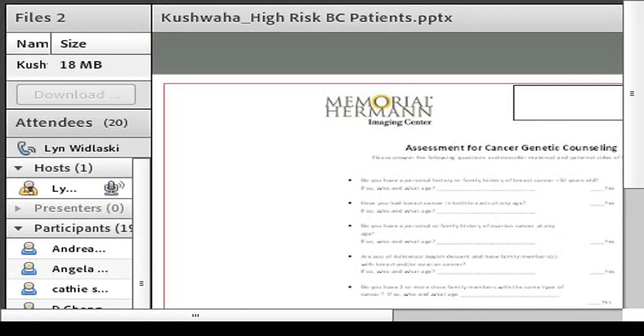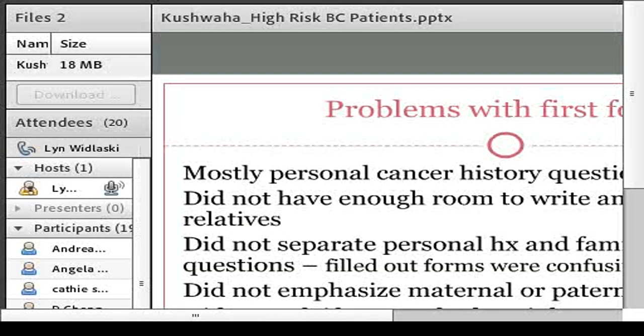But for our practice, it was kind of a quagmire for a breast cancer only practice. We asked, do you have a relative with male breast cancer? And then has anyone been tested? So the problems with the first form: this really was more personal. Personal and the family history were lumped together.